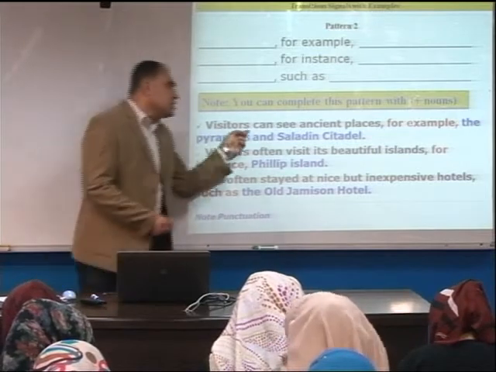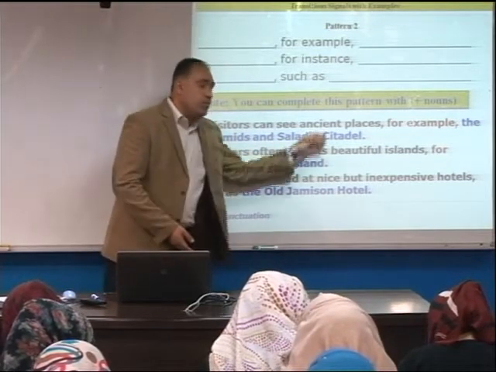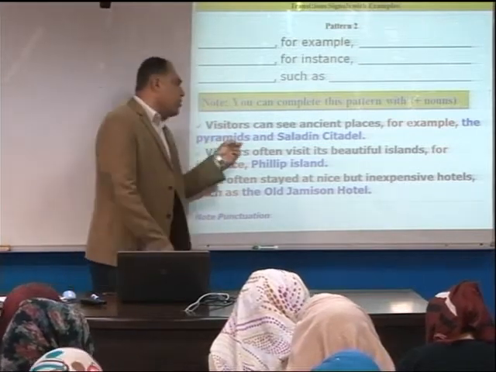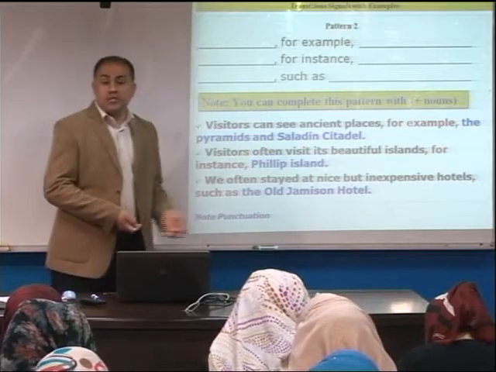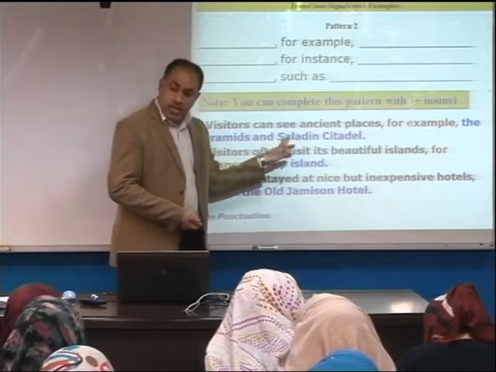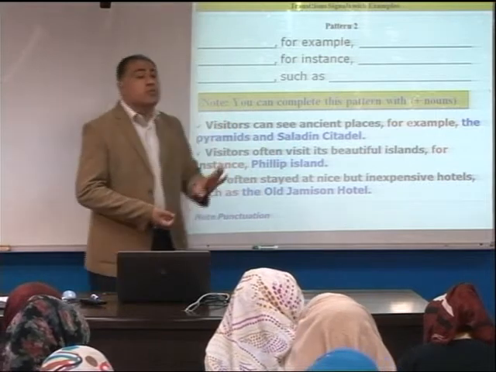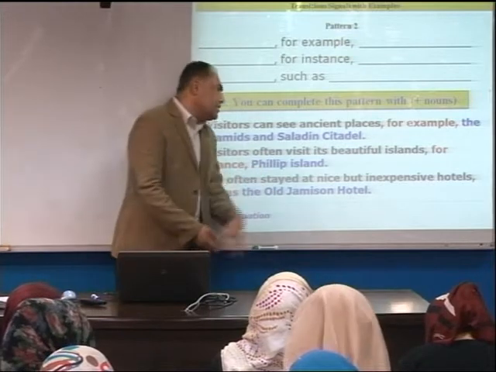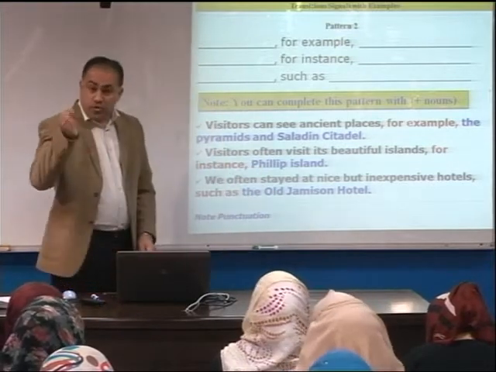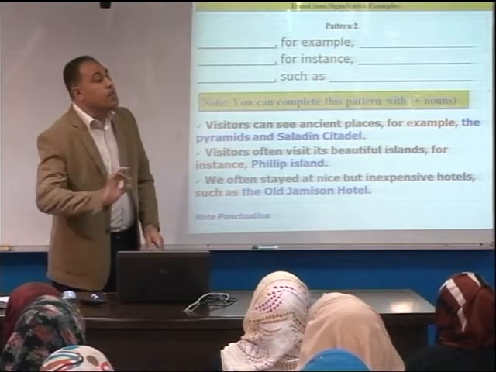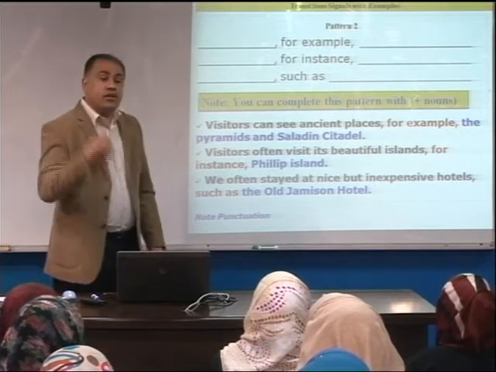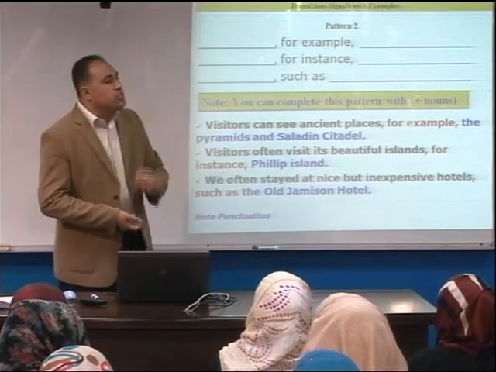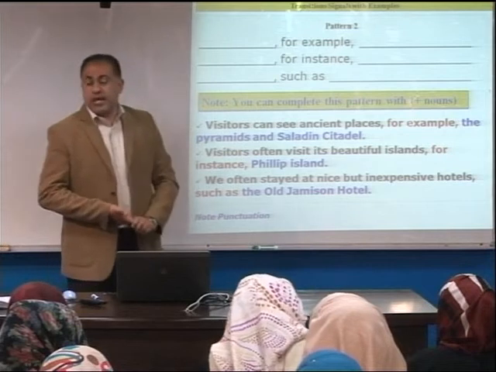For example, visitors can see ancient places, for example, the pyramids and Saladin Citadel. What we have here is a noun or a noun phrase, but not a complete sentence, okay? And the same thing: visitors can often visit its beautiful island, for instance, Phillip Island. So what we see here is again a noun phrase. So if we use it in the middle of a sentence, it must be followed by a noun phrase, never a sentence, okay?